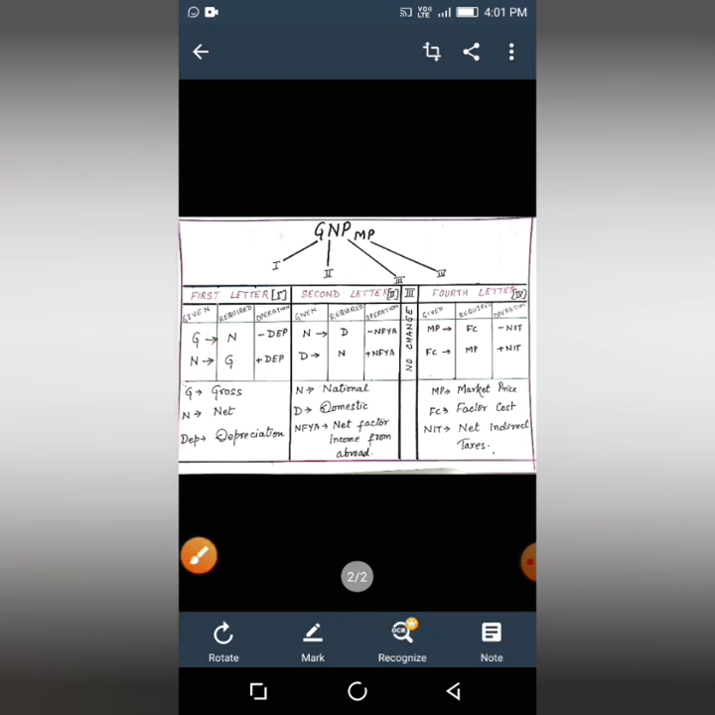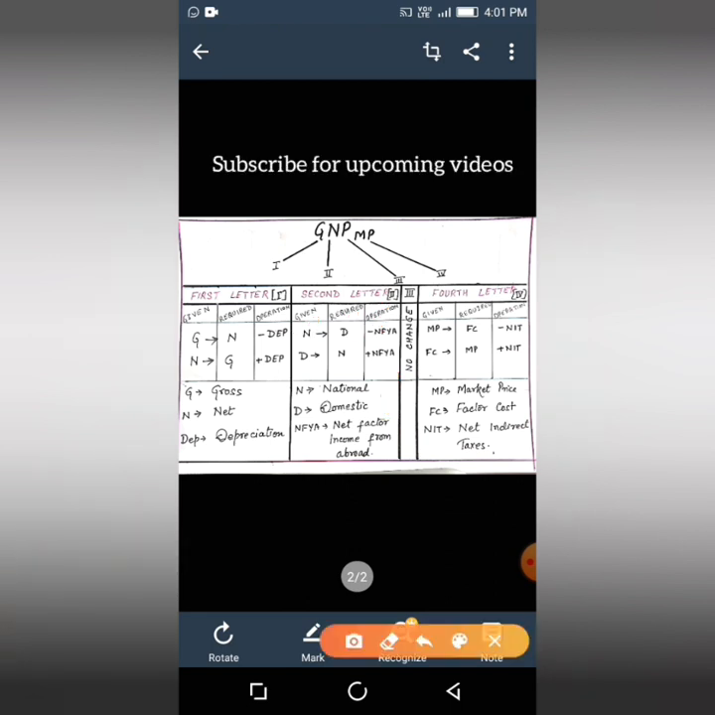In the second letter, the relation is between national and domestic. If national is given, domestic is required, then we have to deduct NFYA. Again, if domestic is given, national is required, then we have to add NFYA. Third letter, that is product, is same in all. Therefore, no change is required.